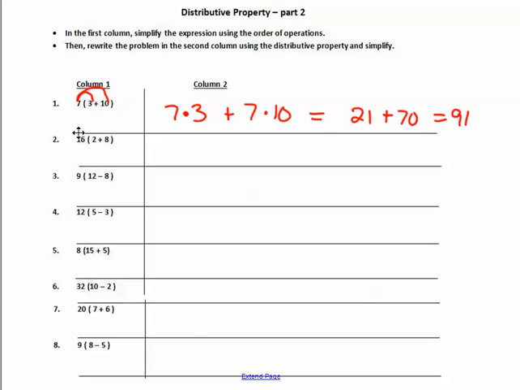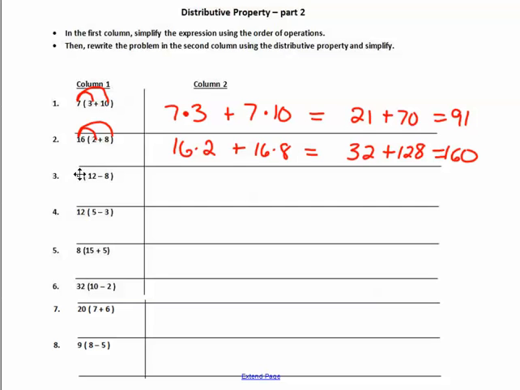Okay, let's do this one. 16 times 2 plus 16 times 8. Oh my, that's a big one. So let's see. 16 times 2 is 32 plus 16 times 8. Let's see, that's 48. Carry my 4. 12, 128 equals, let's see, 160. Okay, these are big numbers.